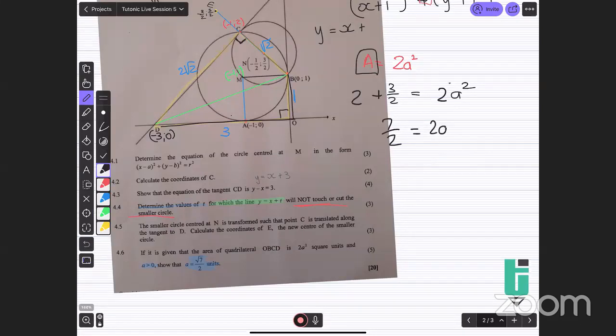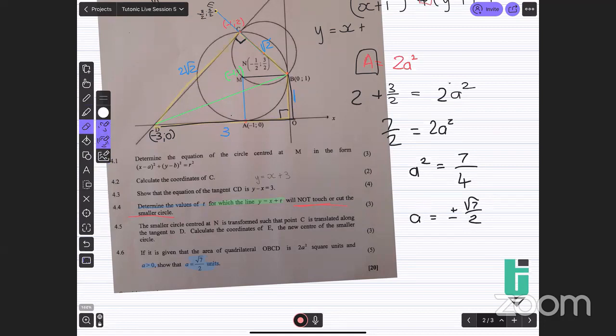7 over 2 equals 2a squared. And therefore a squared equals 7 over 4. A equals plus or minus root of 7 over 4, which can be simplified to root 7 over 2. Okay, but they say a can't be negative, right? They say in the question.